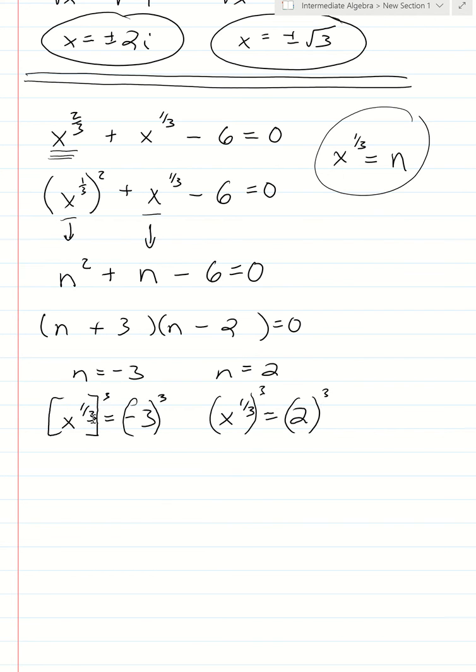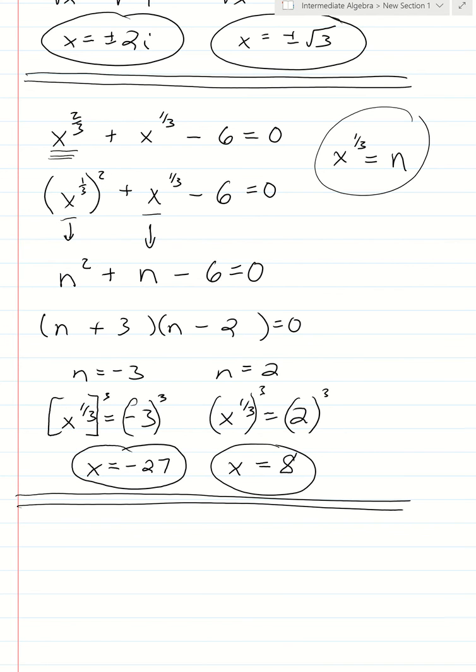Power to a power, the law of exponents tells us to multiply, and 1/3 of 3 is just x. Negative 3 to the 3rd power, be careful now, that's a negative 27. That's one solution. Here, x to the 1/3 cubed, power to a power, you multiply, giving us just x equals 2 to the 3rd power. 2 cubed, of course, is the number 8. So here we have two solutions to this equation.